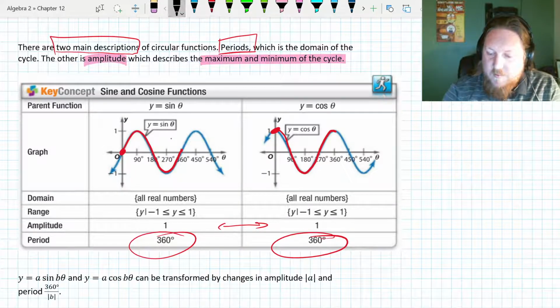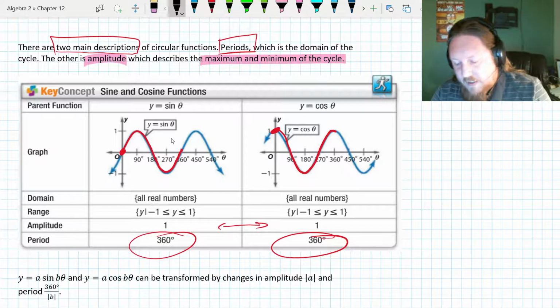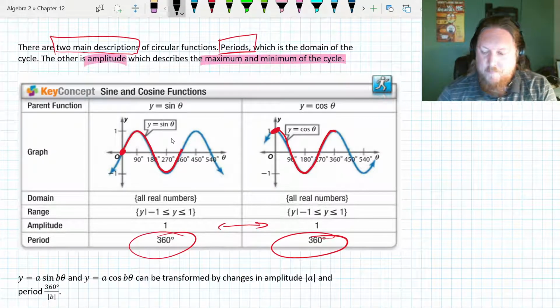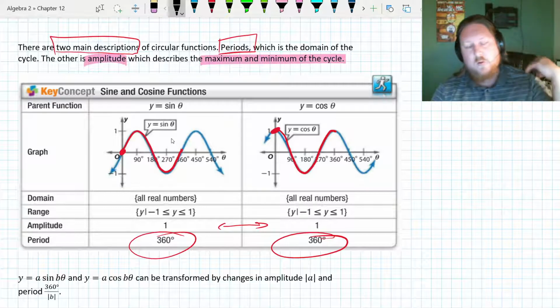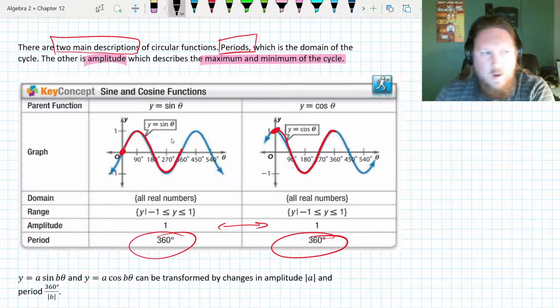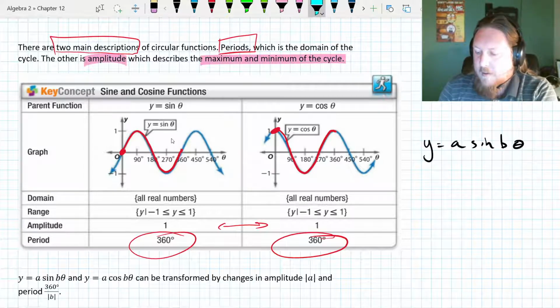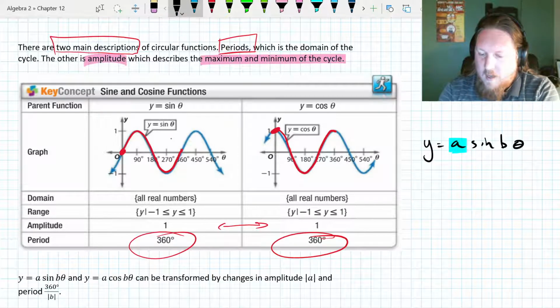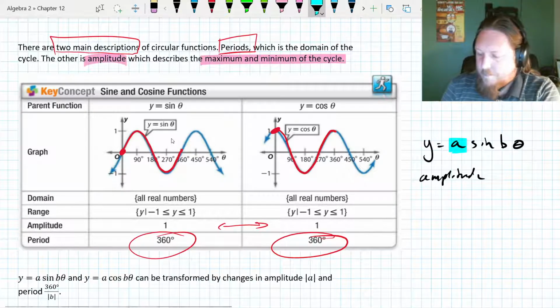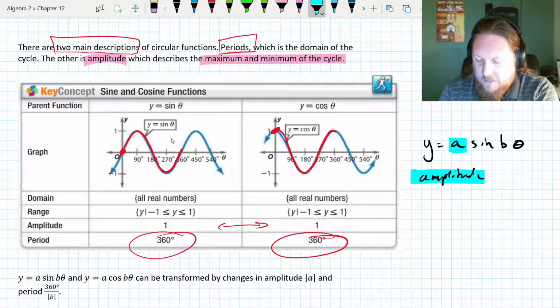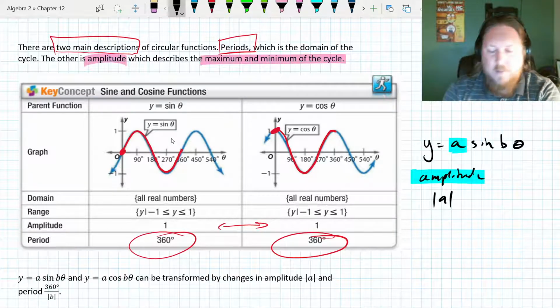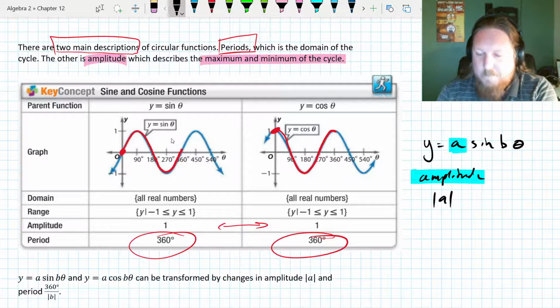Now, there are some very basic transformations that change the period and the amplitude for these parent functions. I'll show you with sine. We usually have some number that's being multiplied by the function itself. That is going to affect the amplitude, right? So all you have to do to calculate the amplitude is figure out what is being multiplied by the function and take the absolute value of it.